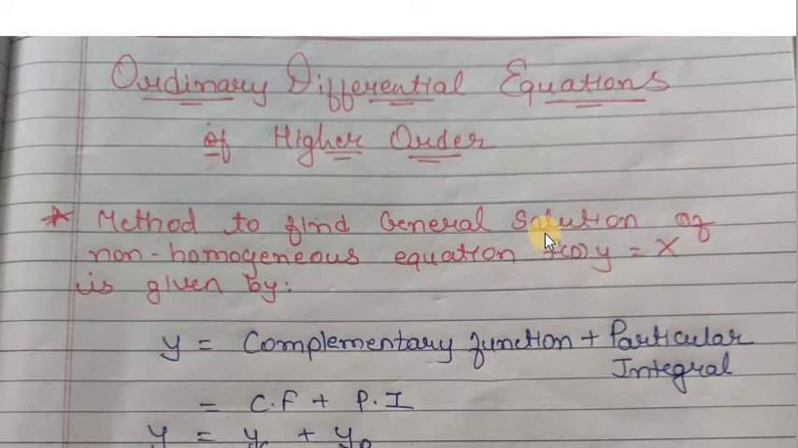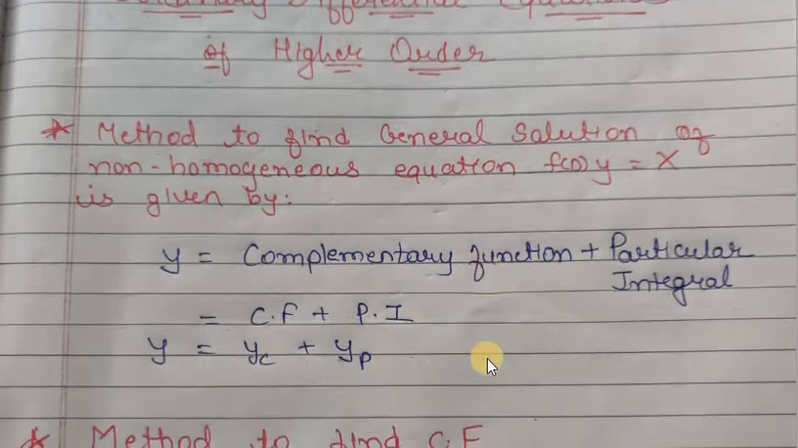this type of differential equation is given by y = CF + PI. Okay, and CF is called the complementary function, and PI is the particular integral. We may write CF as yc and PI as yp. So the general solution of the differential equation of this form, f(D)y = X, is y = yc + yp.